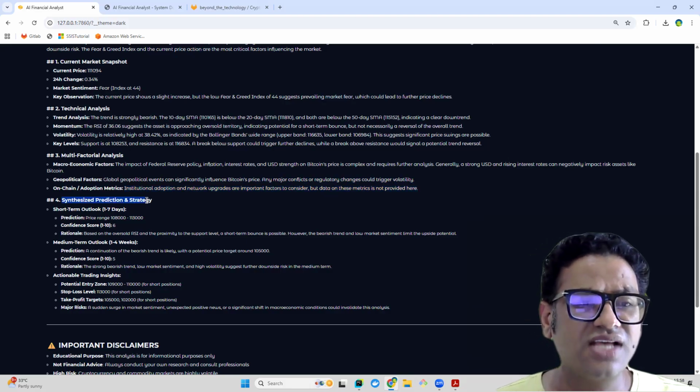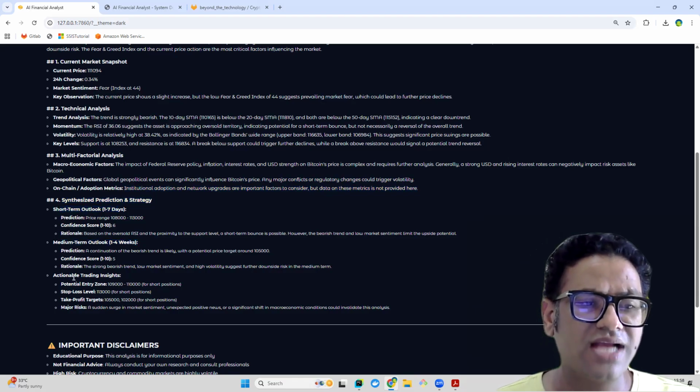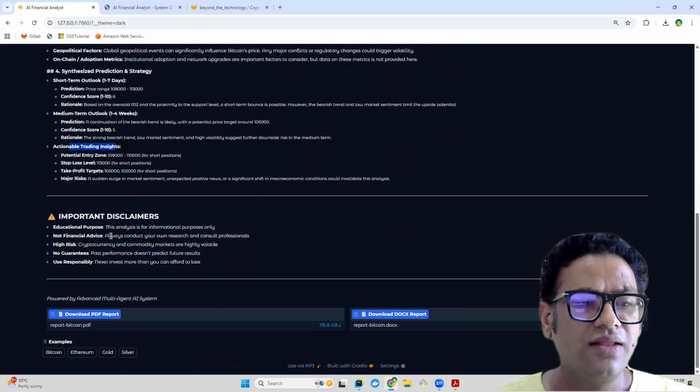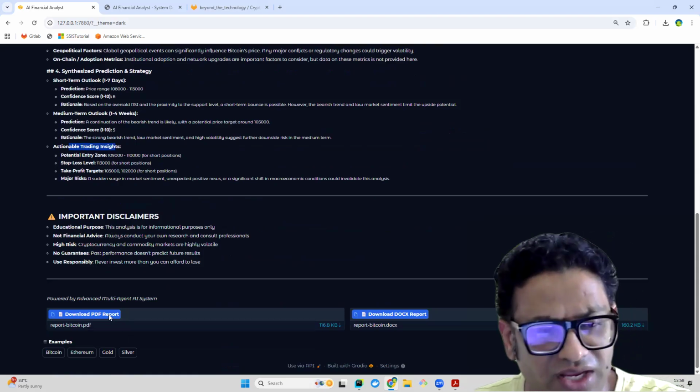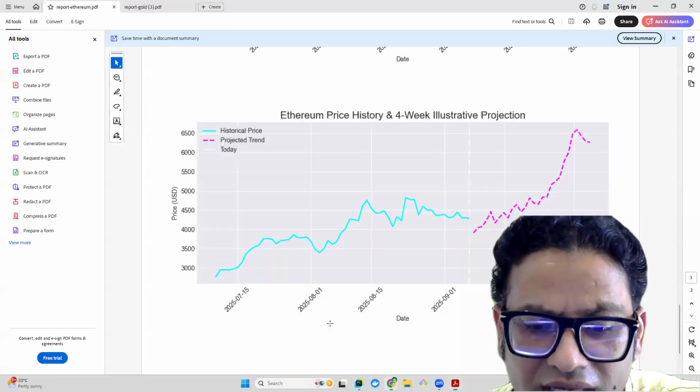Then we have this synthesized prediction and strategy, right? Short-term outlook, medium-term outlook, and actionable trading insights, right? So then at the end, we have this option where we can download the PDF version as well as the doc version, right? So we can quickly download this one.